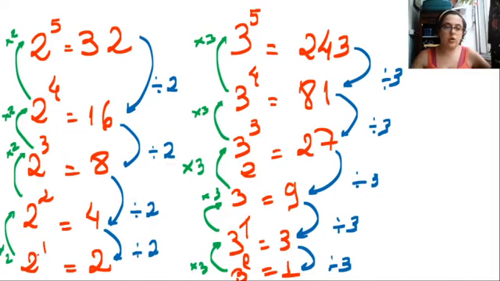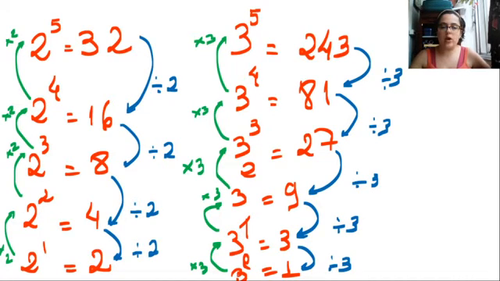So take a look. When I want to move forward, I multiply by 2 to get the next power, okay? And if I want to go back, I need to divide by 2. Do you see? The same thing happens here. 3 elevated to 0 is 1. 3 elevated to 1 is 3. 3 elevated to 2 is 9. And it goes like this.